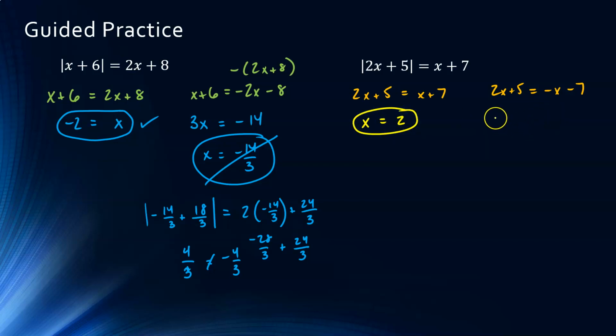Over here, I'm going to add x to both sides. So we'd have 3x. And then I'd subtract 5, and I would get negative 12 on the right. So when I divide by 3, I get x equaling negative 4. And when you try both of those, they both end up checking out. So both of those are feasible solutions.